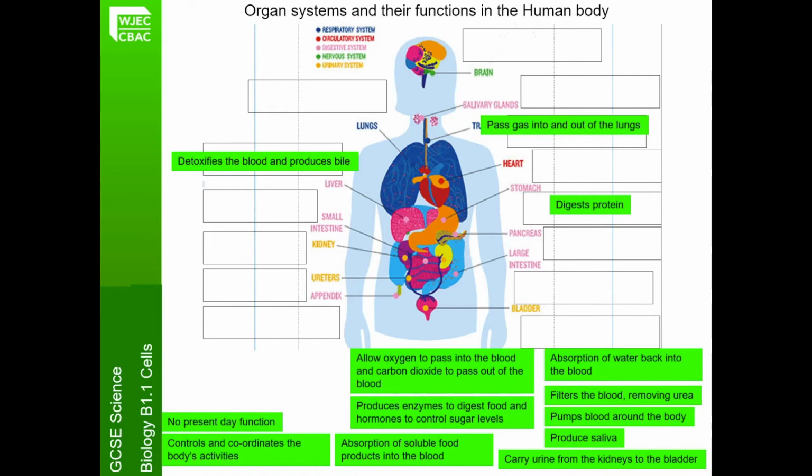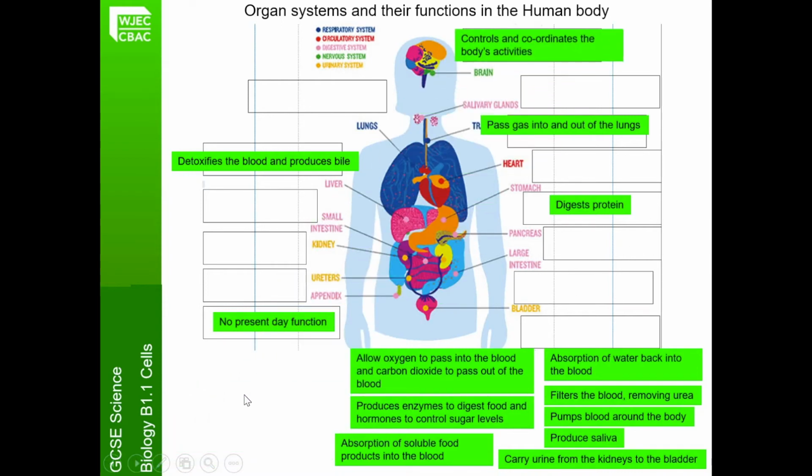Our stomach is where protein is digested. So there are enzymes that help to digest the proteins. You may remember from year 8, proteases, and the conditions are quite acid in the stomach. The appendix has no present day function, but it was believed that it was used to help digest fibre. When we ate more nuts and seeds and berries and things like that in the past, the appendix was helpful in helping us digest these particular foods.